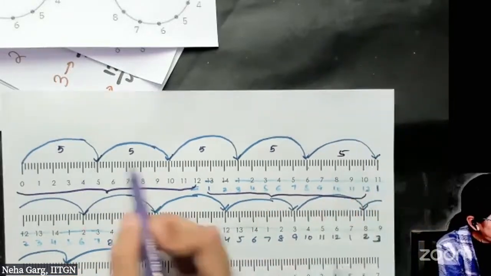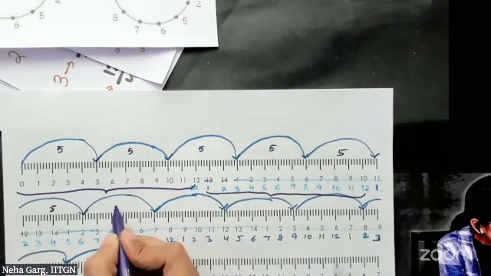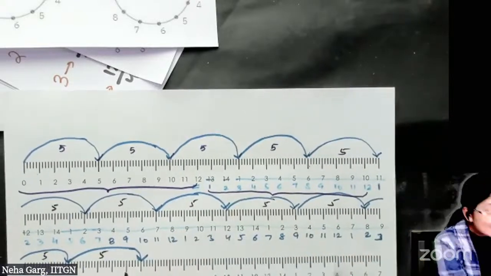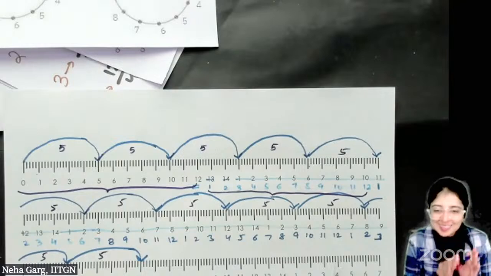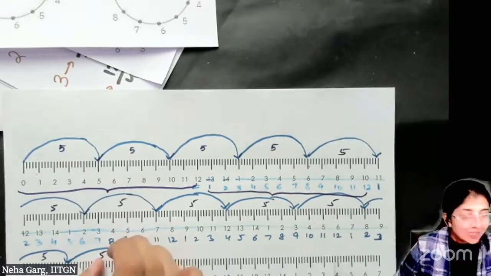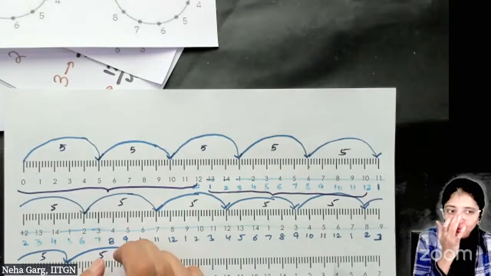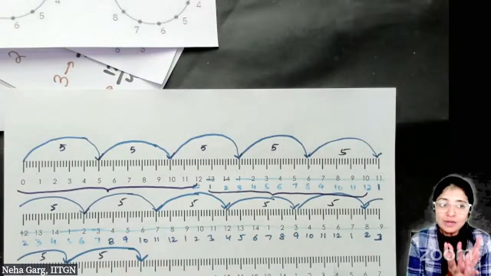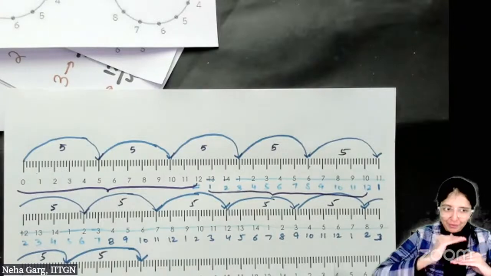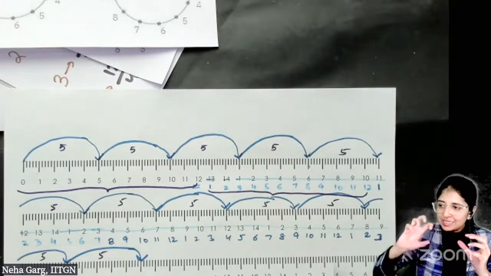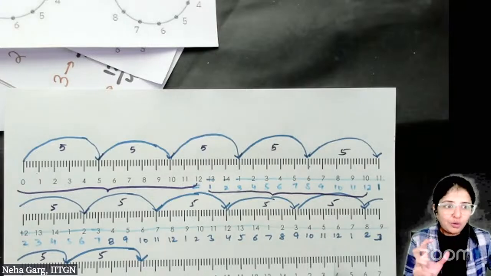So 5, 10, 15, 20, 25, 30, 35, 40, 45, 50, 55, and 60. After completing 60, I reach 12. And what is special about 60? If you look before 60, there is no number which comes in the table of 5 as well as 12. I want a number which comes in the table of 5 and also in the table of 12, because then only my sums of 5 can equal 12, no?